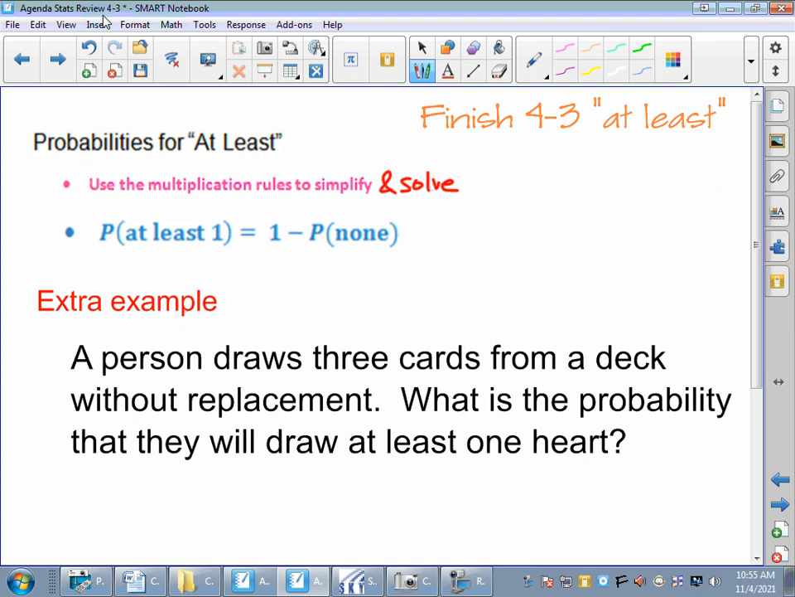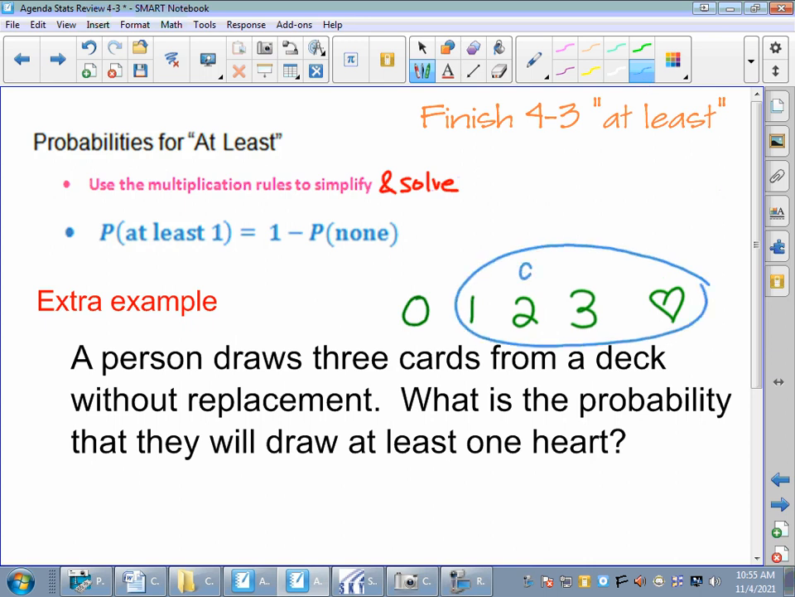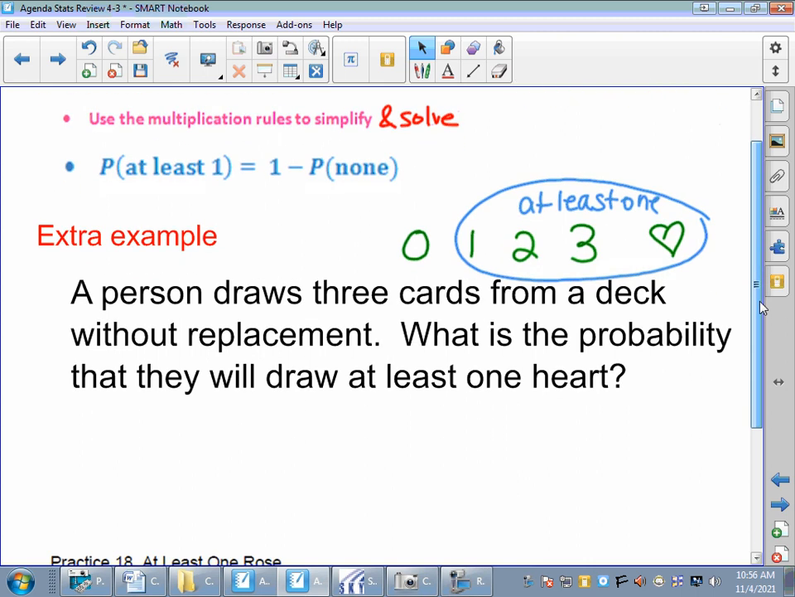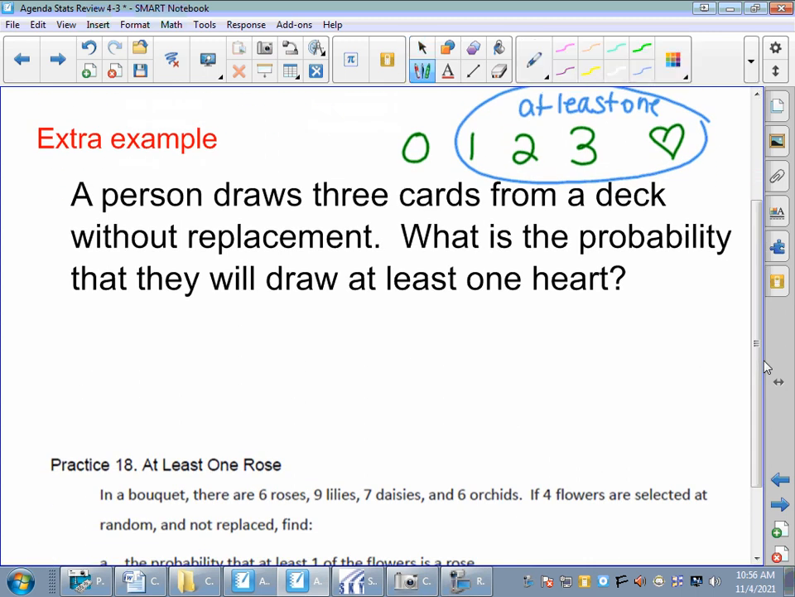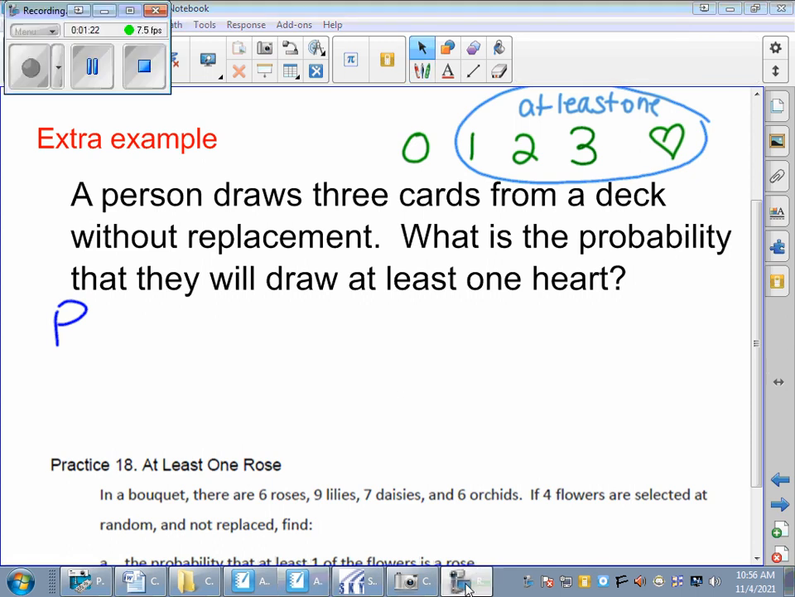If they're going to draw 3 cards, they could get 0 hearts, they could get 1 heart, 2 hearts, or 3 hearts, right? Well, at least 1 is all of this, 1 or more. That's a lot of work to do. So if I just find the probability of none, we know that probability always adds up to 1 whole. So we can subtract that answer for none from 100% and get our at least 1.